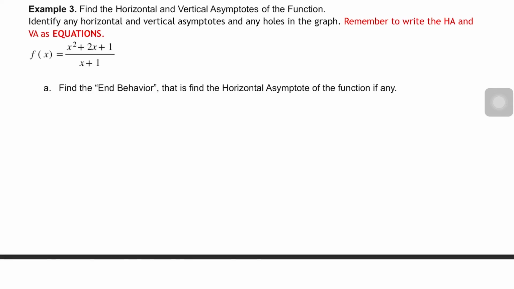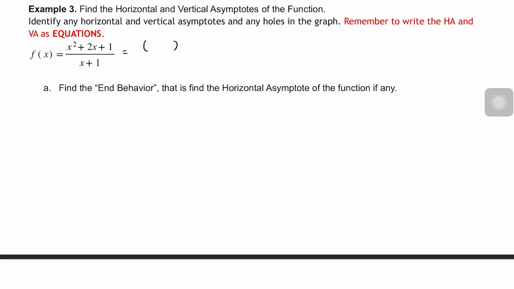All right, so let's try example number 3. Let's find the horizontal and vertical asymptotes of the function. In this case, we're given a function that is expressed as x squared plus 2x plus 1 all over x plus 1. They want us to find the end behavior of this function, in other words, find the horizontal asymptote of this function.